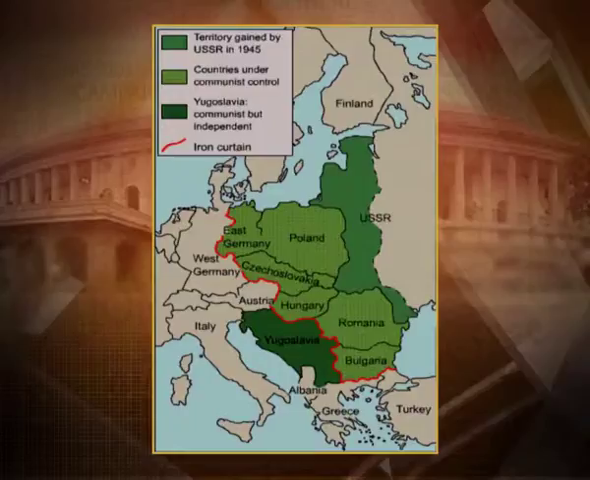Now, the darkest green is the territory gained by the USSR in 1945. The middle green color is the countries which were under the control of the communist regime. And the other green is Yugoslavia, which was communist but independent and not part of it, and the red line is the Iron Curtain.